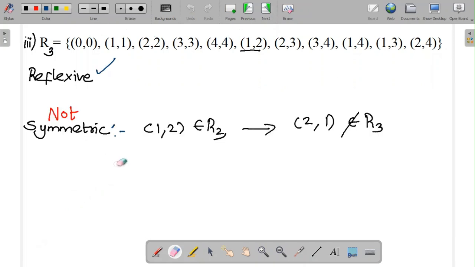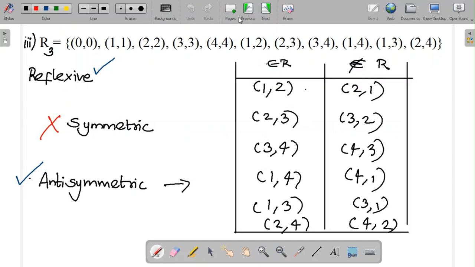However, we see that it is not symmetric because we observe the case that there is a 1, 2, but there is no 2, 1. It fails for one pair, and that is enough for us to come to the conclusion that it is not symmetric. It is not symmetric because one of the pairs is absent. So it is reflexive, but it is not symmetric.